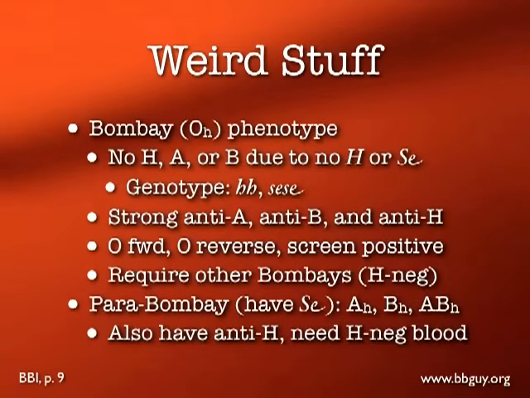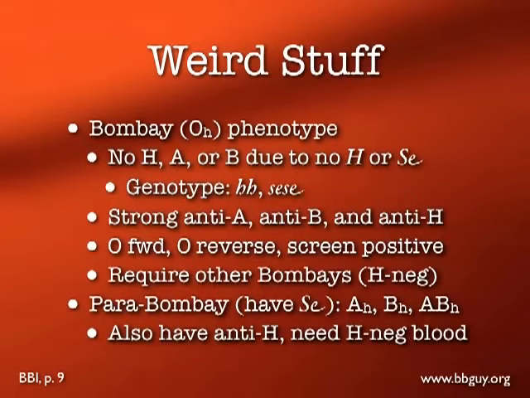There's also the Bombay phenotype in the ABO blood group system as one of the weirdos. The Bombay phenotype is the OH phenotype. Basically, these individuals have no H antigen, no A antigen, and no B antigen because they have neither the H gene nor the SE gene, the two genes that I talked about at the beginning that make H antigen. So that's their genotype you see on the third line down, little h and little se.